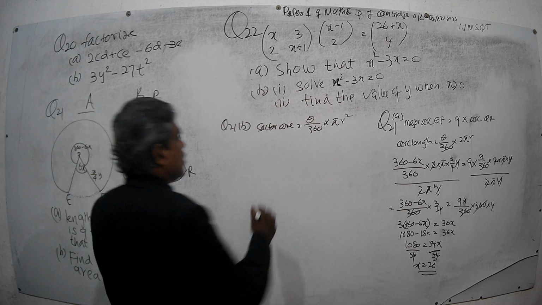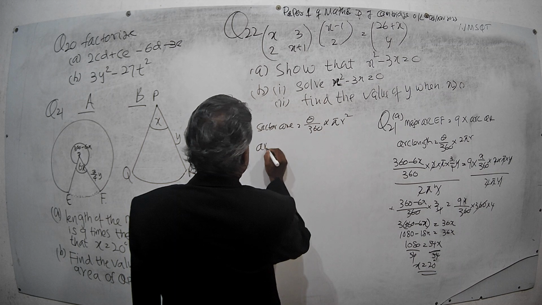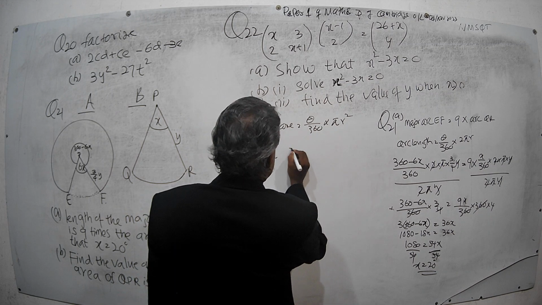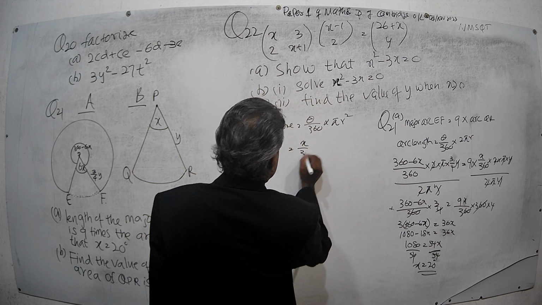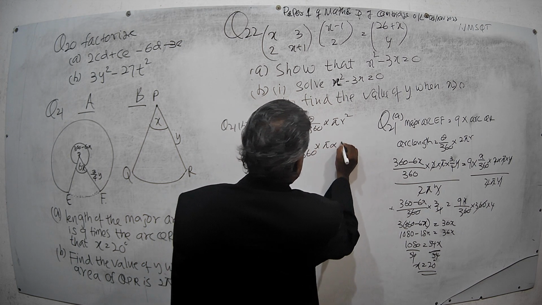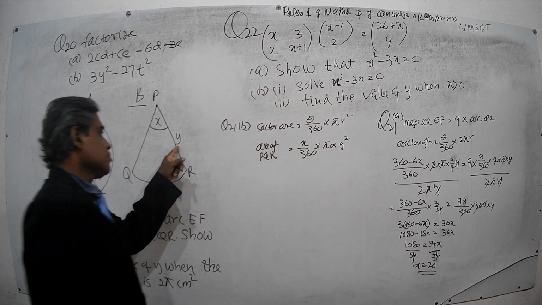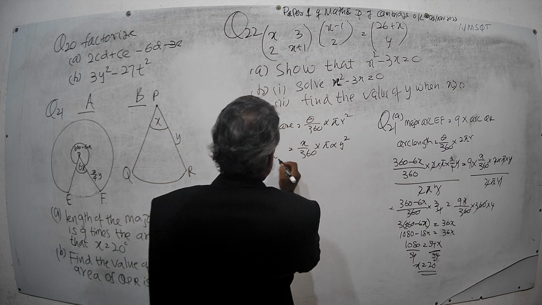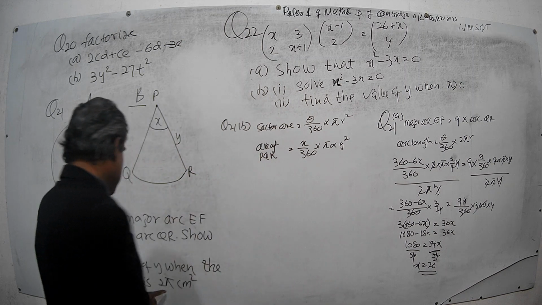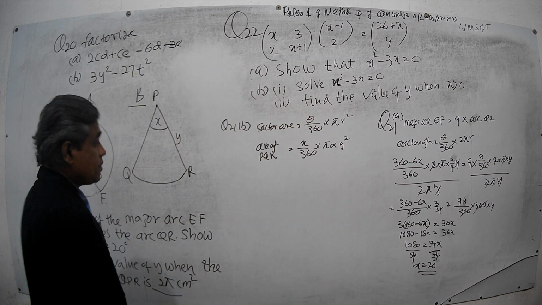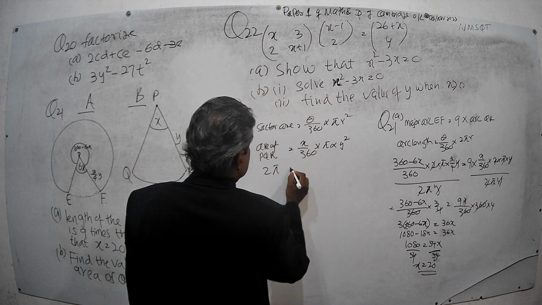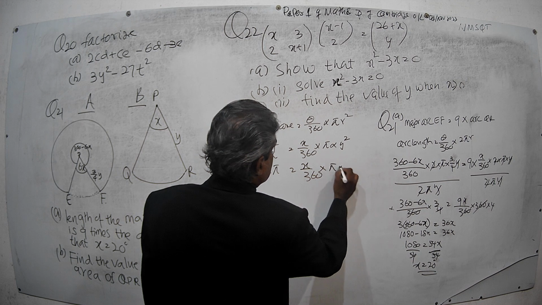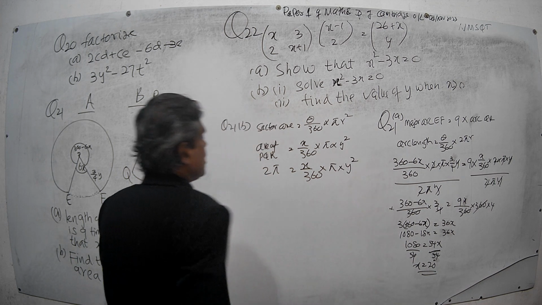Then area of PQR equals x over 360 times pi times y squared. R means the radius, which is y. The area of PQR is given as 2 pi, so you write 2 pi equals x over 360 times pi times y squared. Then you have to find y.